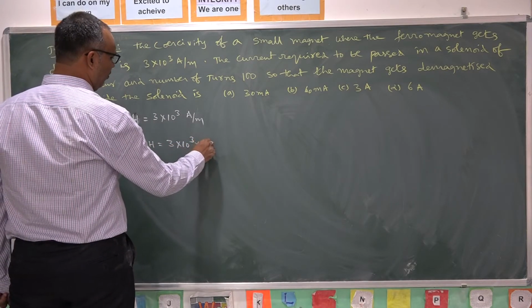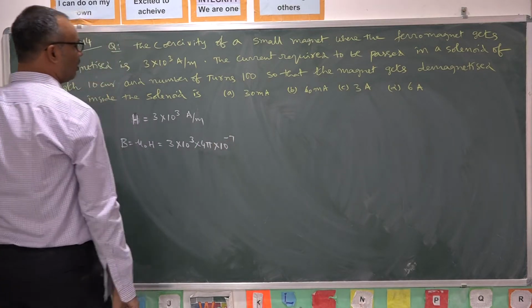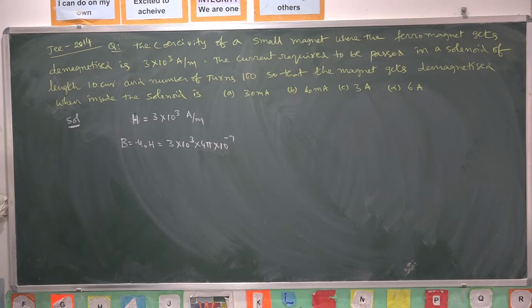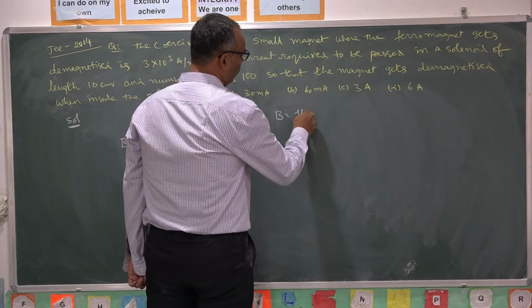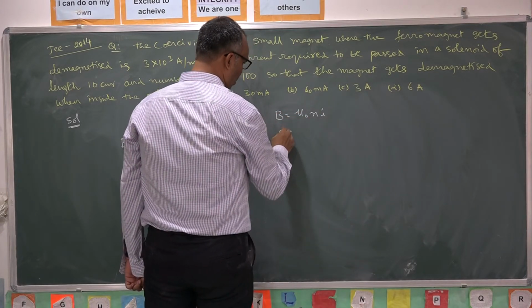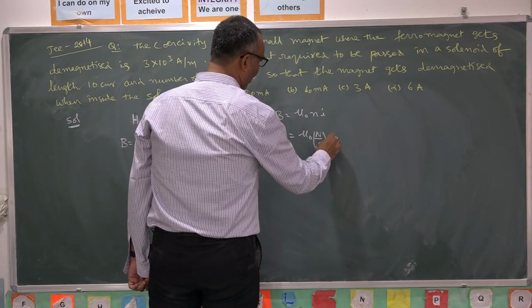Mu naught is 4 pi into 10 power minus 7. That is the value of B. Otherwise, directly, what is the magnetic field inside a solenoid? Mu naught N i, or mu naught N by L into I.